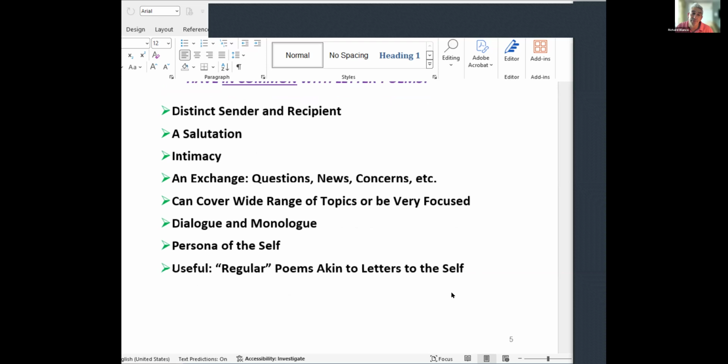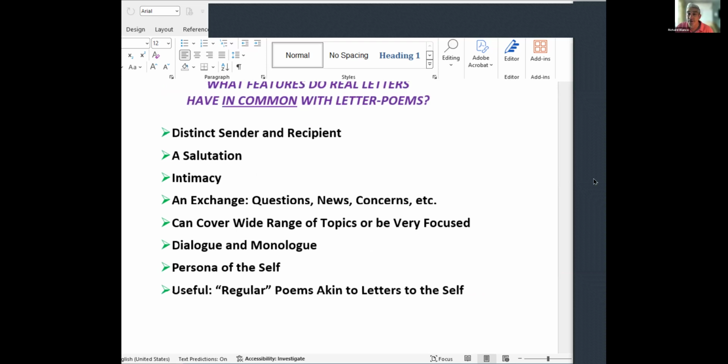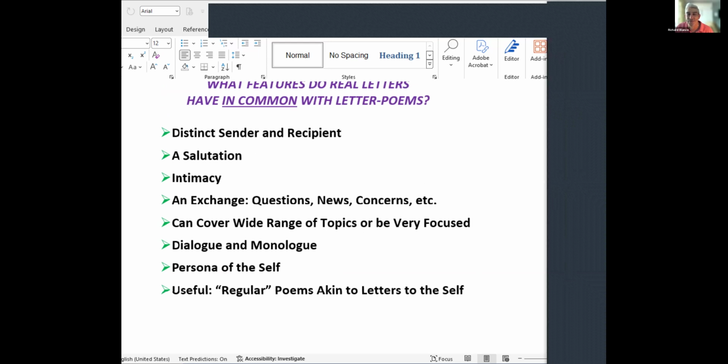Other thoughts on this little mini list? Additions, questions? All right.